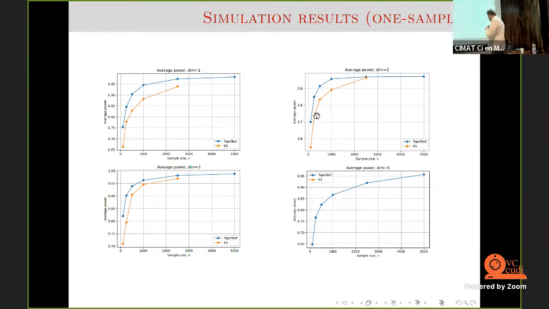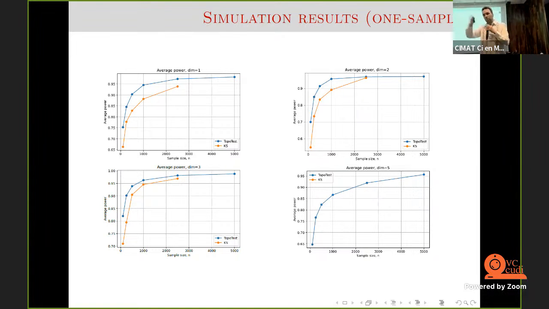Also, the properties of the tests are exactly as you expected. So the power of the test is growing. So if you give me more points, then I can answer the hypothesis with greater certainty. And the power of the tests, our test in blue, the other in orange, dimension 1, dimension 2, 3, and 5. In every case, the power of the tests is growing if you are giving me more and more points.